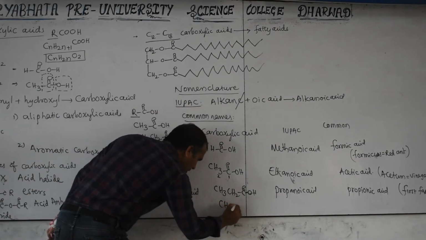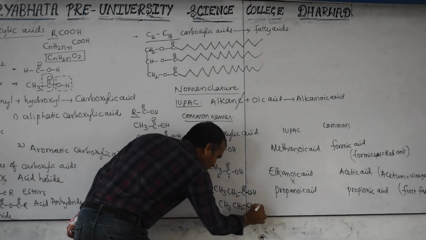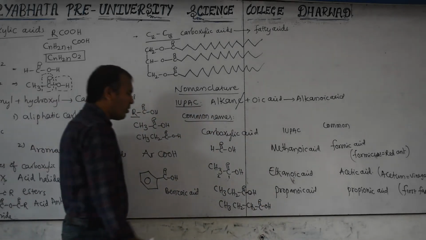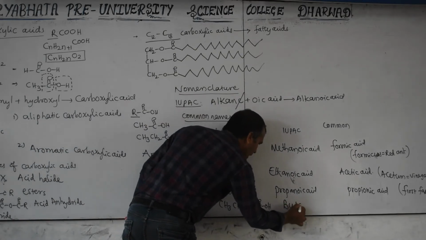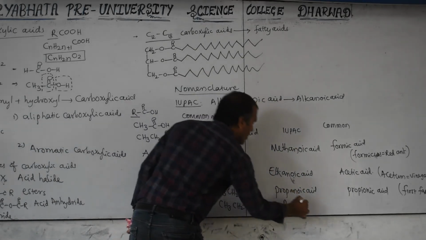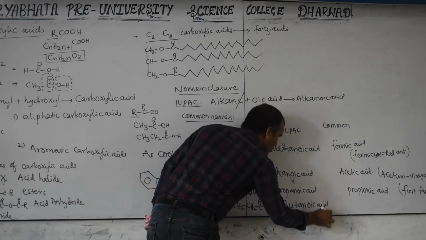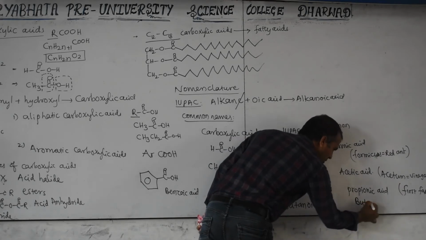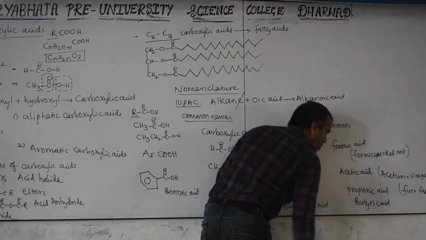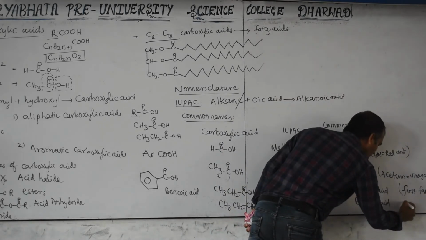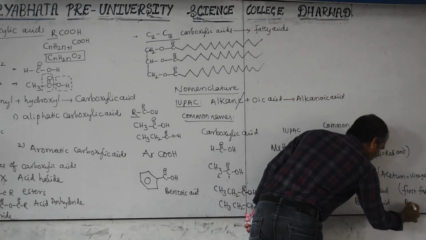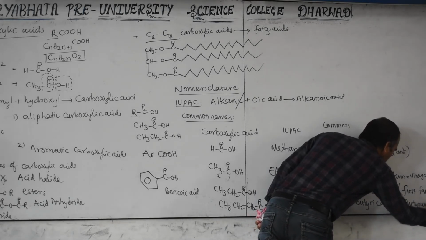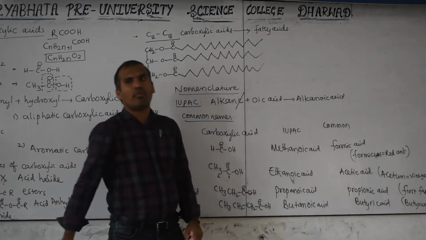Next, CH3, CH2, CH2, C double bond OH. How many carbons are there? 4 carbons. 4 carbons means butane. Remove E, then it is oic acid, butanoic acid. Then it is called butyric acid. Okay, butyric. It is called butyrum, meaning butter. It is derived from butter, that's what is called butyric acid, the common name.